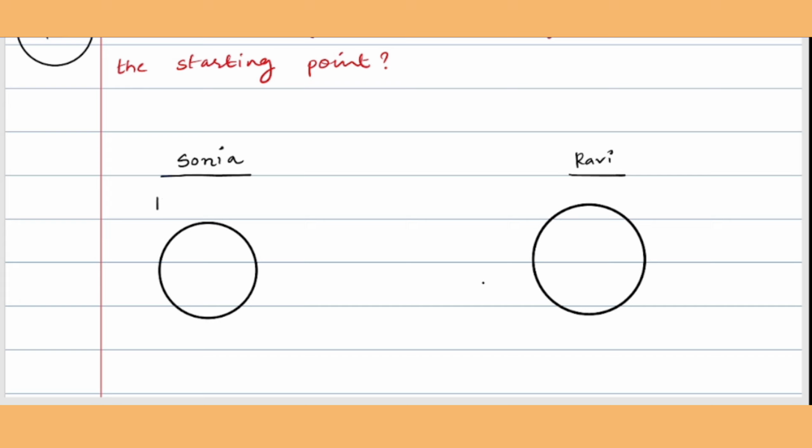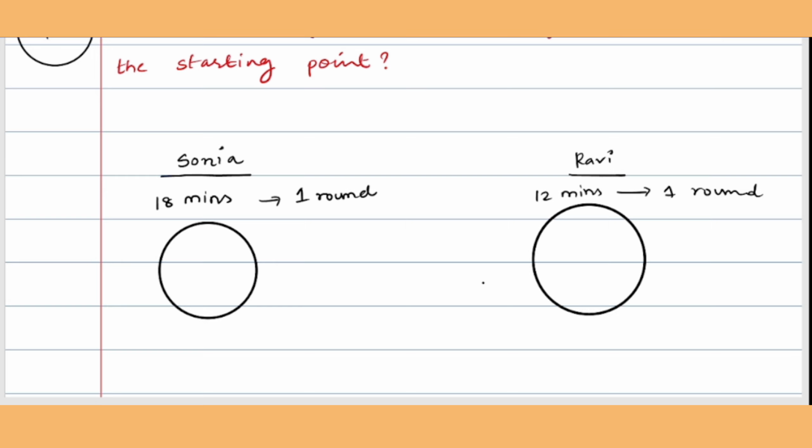Sonia takes how many minutes? 18 minutes to complete one round. For one round, Ravi takes 12 minutes to complete the same round. Okay, they both start at the same time and at the same point, moving in the same direction. Now the question is, after how many minutes will they meet again at the starting point?